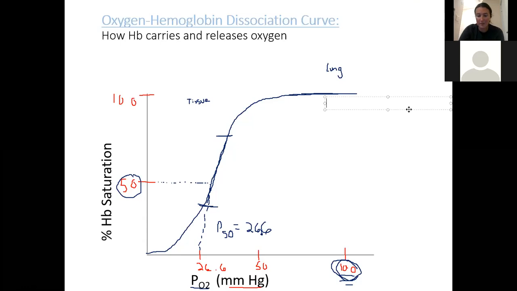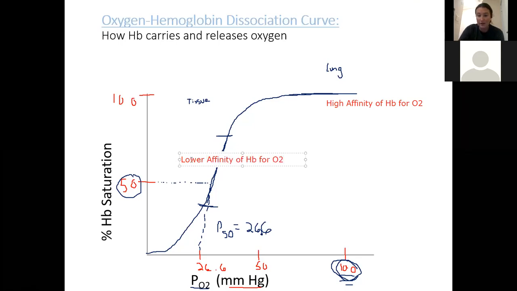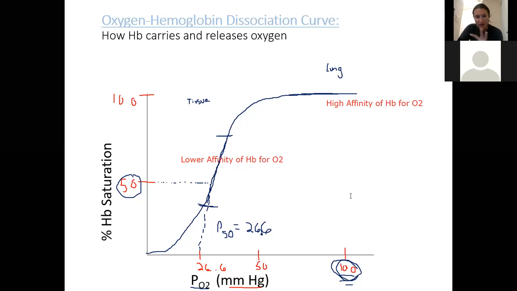I just want to add in a couple things here. Over here, there's a high affinity of hemoglobin for oxygen, okay, because the partial pressure of oxygen is high. Over here, we have a lower affinity of hemoglobin for oxygen. Okay, and again, I see that these terms are fairly frequently confused by students, so I just want to add as many terms as possible to this graph.